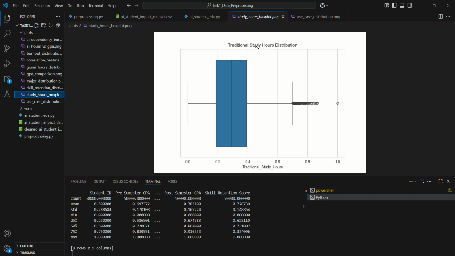The graph is for traditional study hours. Most students lie somewhere between 0.2 and 0.4, and the median is at around 0.3, but a little bit lesser than that. There are very few students who are highly engaged in studies, with a high amount of daily study hours, and these are the outliers, the exception. But the majority, the 50%, lie in this category, which is 0.2 to 0.4.